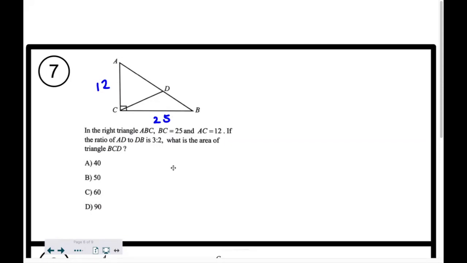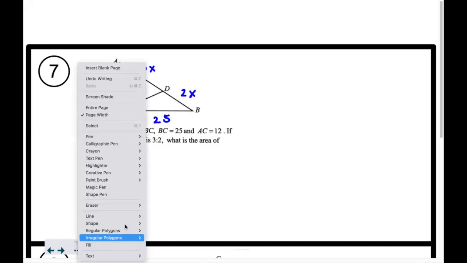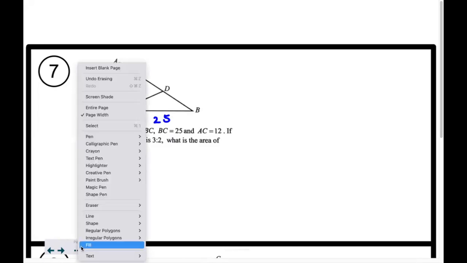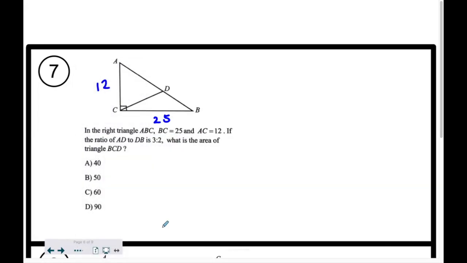Okay, so here's how I'm going to do this one. The ratio of AD to DB is 3 to 2. I'm going to think of that as 3x to 2x. I think that'll make sense in a second. Or, you know what, I don't think I'm going to use x. I'm just going to go straight to what I'm looking for.